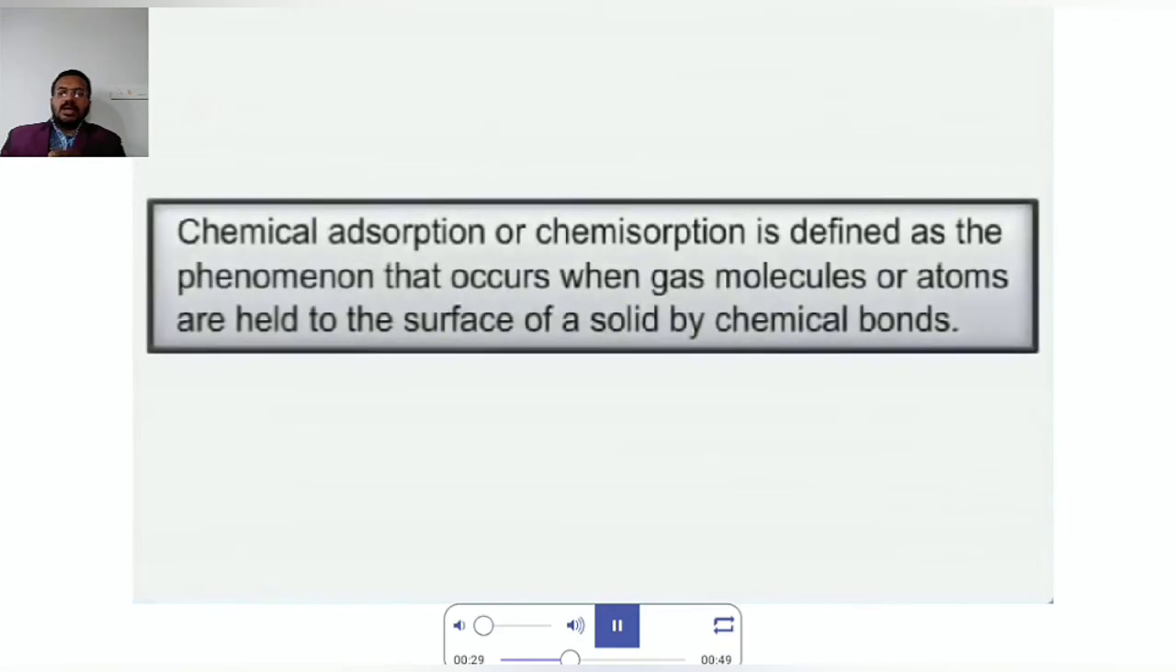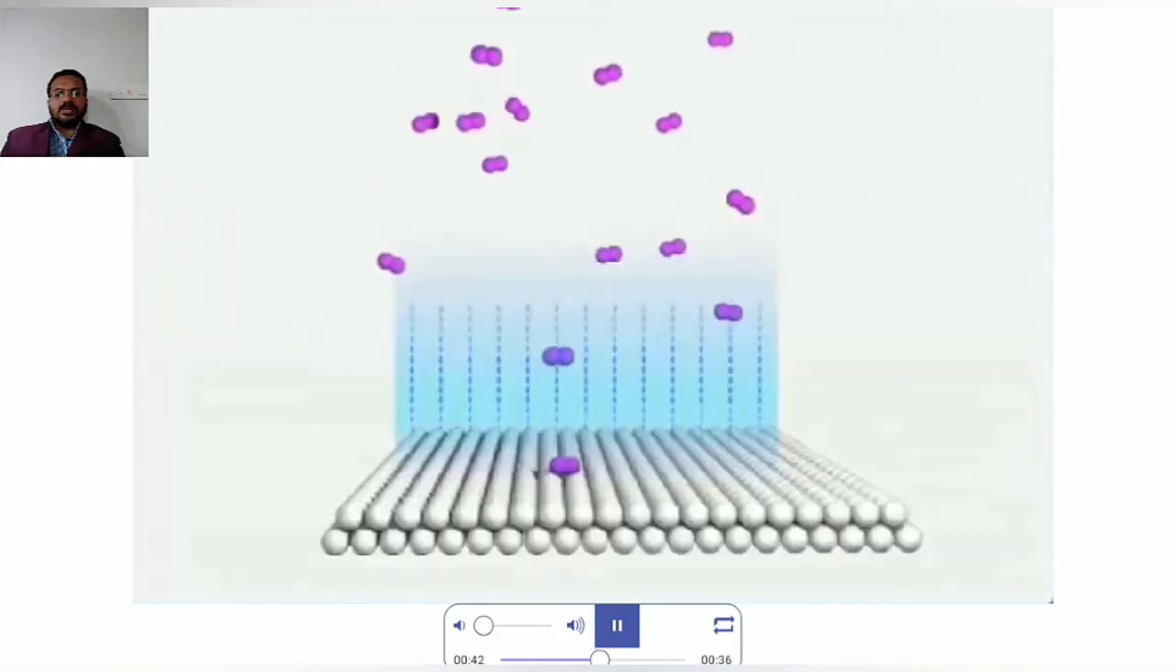Now we will study what is chemical adsorption or chemisorption. Chemical adsorption or chemisorption is defined as a phenomenon that occurs when gas molecules or atoms are held to the surface of a solid by chemical bonds. So this is chemisorption.